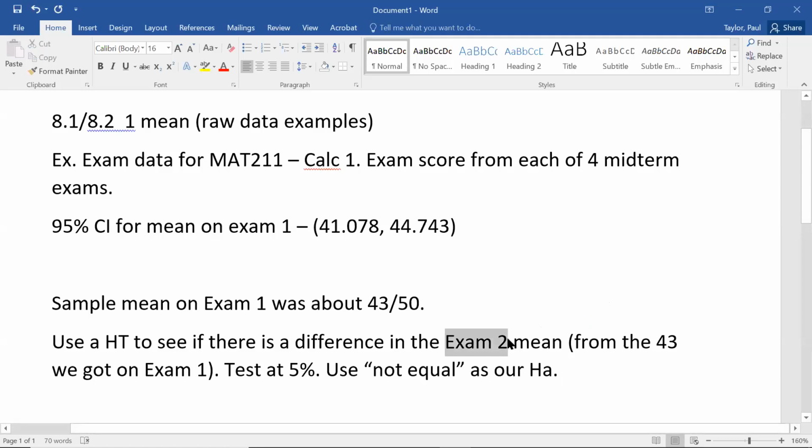So using the exam 2 data, let's run a hypothesis test comparing the exam 2 mean to 43. The reason we're comparing to 43 is that that's the number we got before. Okay, so let's flip over to Minitab and run that hypothesis test.